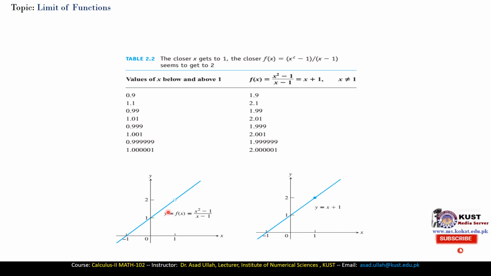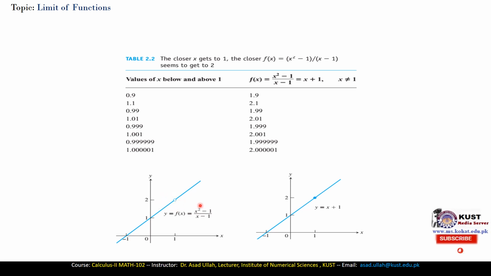Here are two graphs: the graph of f(x) = (x² − 1)/(x − 1) and the graph of f(x) = x + 1. This is the original function graph, this one. At the point x = 1, there is a hole in this graph. This shows that the function is not defined at this point. As we have checked in the previous example, when we use x = 1, we get 0/0 form. That's why the function is not defined here.